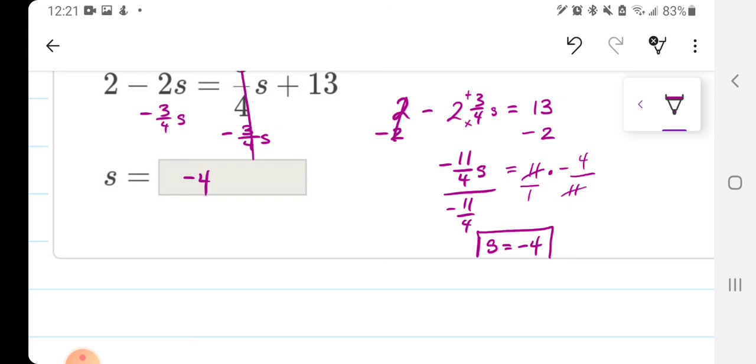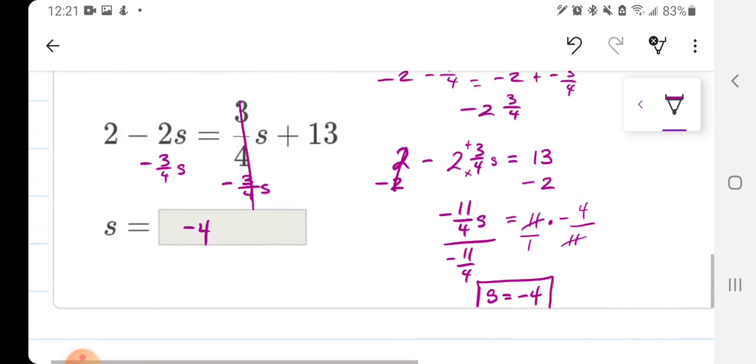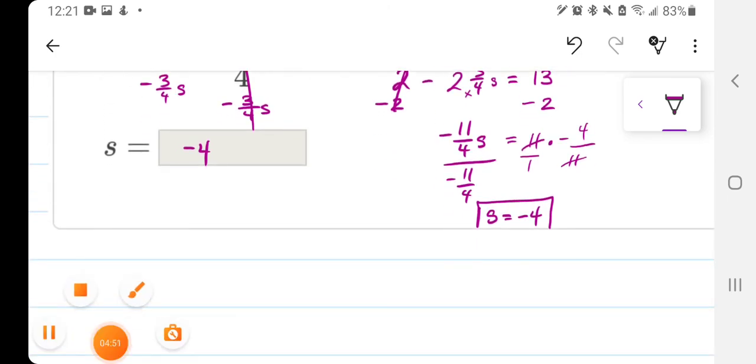Okay? Remember, if you're getting lost on the multiplying fractions part, either use a calculator, or if you're not allowed to use a calculator, make sure you remember how to do that. Okay, let's do one more. Actually, we'll stop this video here and we'll start a new one.